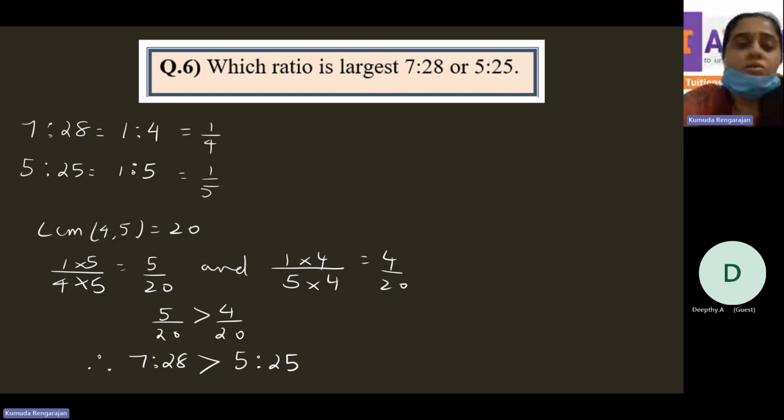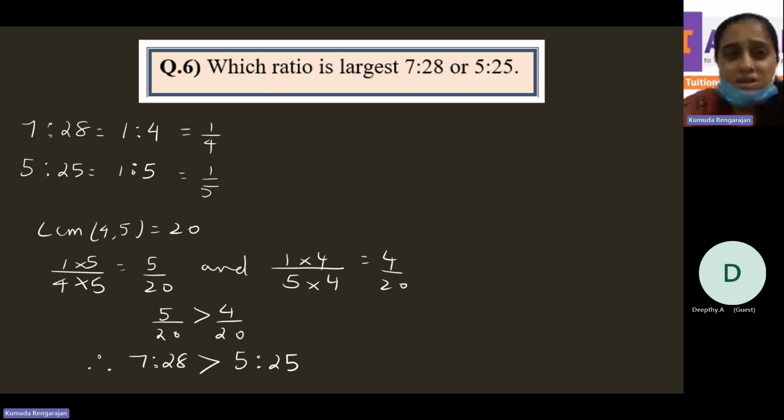Okay, so when you simplify, you get 1:4 and 1:5. Now you have to compare and decide which is greater. For that, the fractions must have the same denominator. Only then you can compare. Fractions with the same denominators are called like fractions.